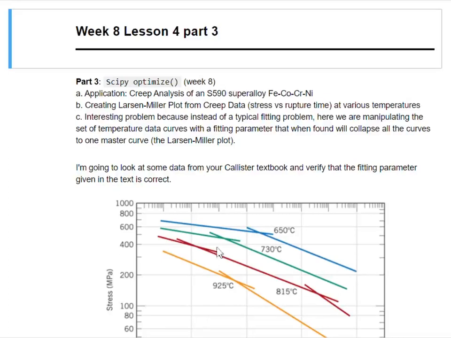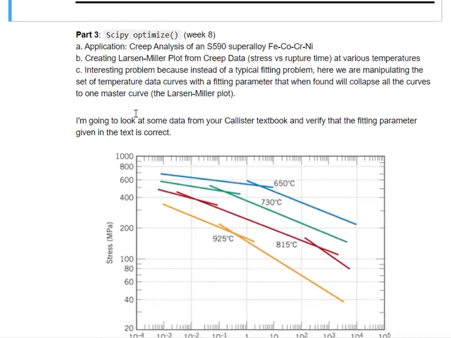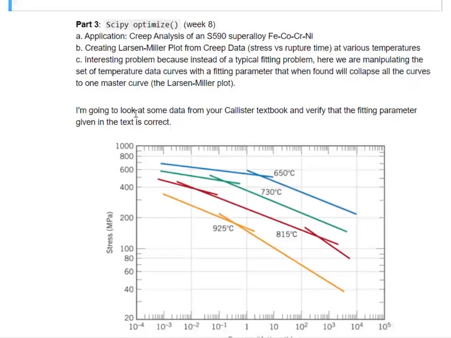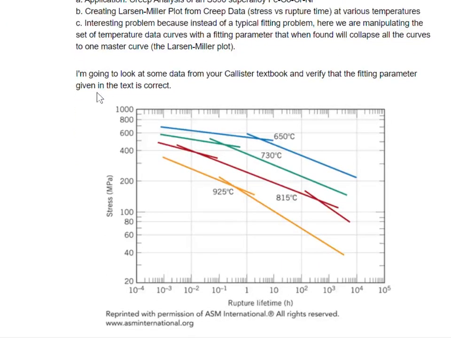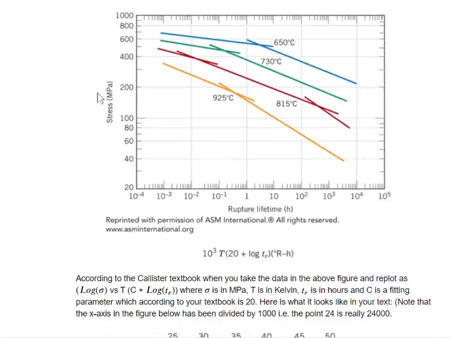The data for the lesson is going to come from your Callister textbook, and then you get to practice on some data that I pulled out of the web. So what we want to do is create a Larsen-Miller plot, and if you remember what that is from 2044, we take data such as the applied stress, and at that applied stress we measure the time for a rupture of a sample at a specific temperature.